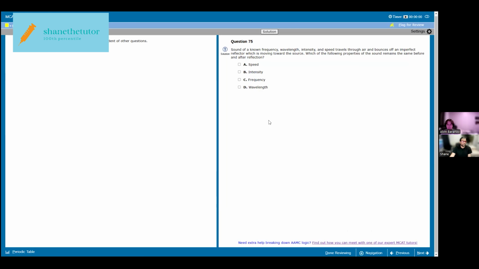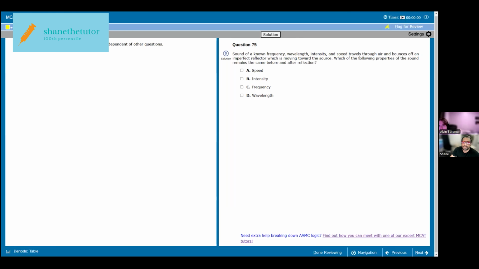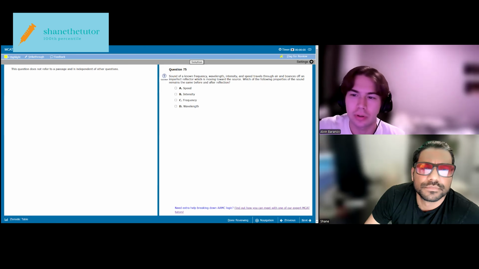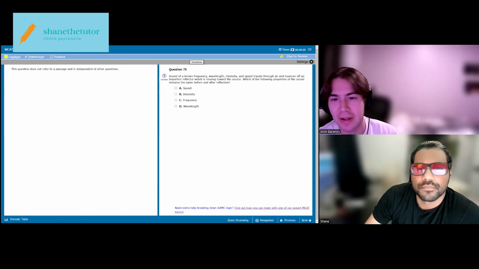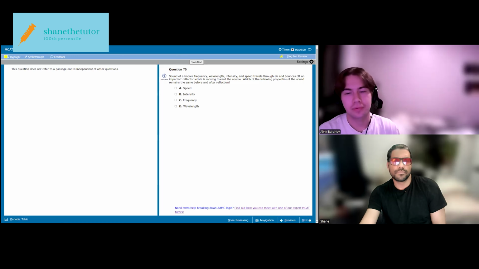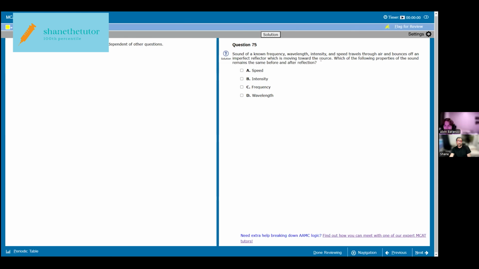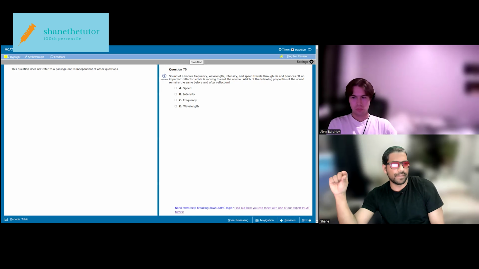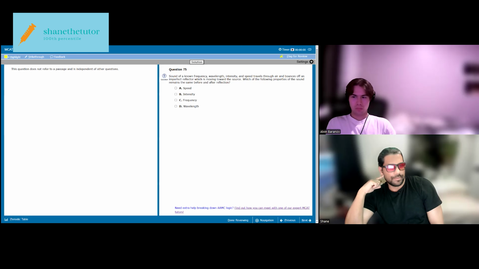Okay. Next is this. Sound of a known frequency, wavelength, intensity, and speed travel through air and bounce off an imperfect reflector which is moving towards the source. Which of the following properties of sound remains the same before and after reflection? Interesting. Okay. Frequency, wavelength, intensity, speed travels through the air, bounces off an imperfect reflector.